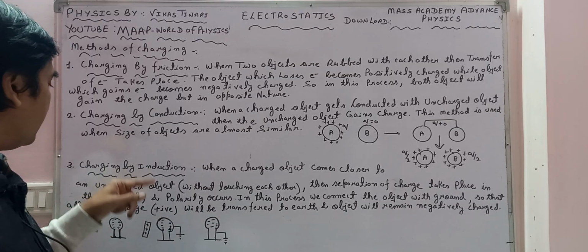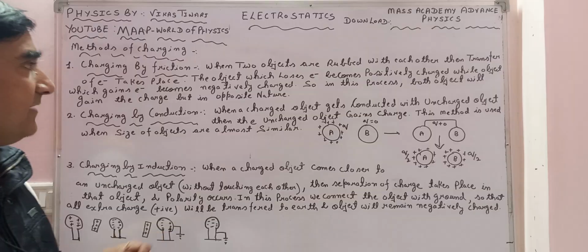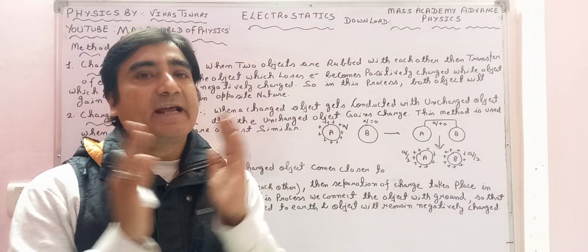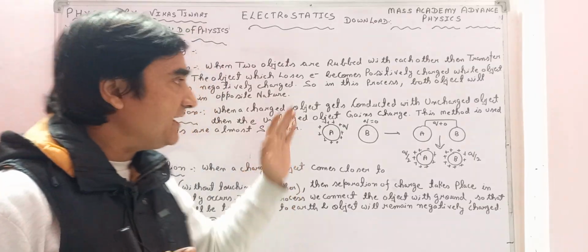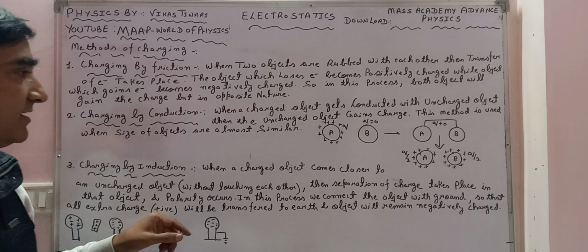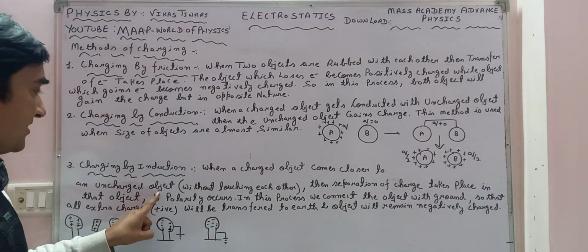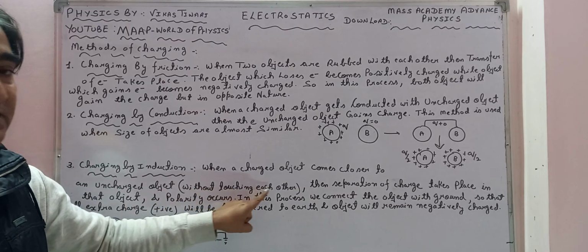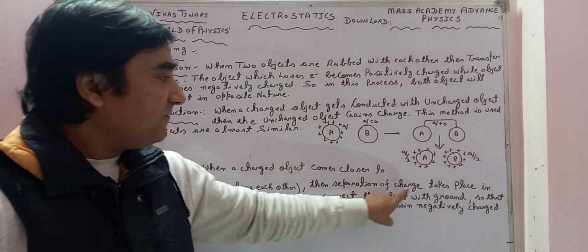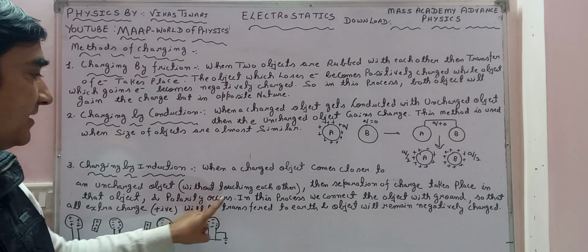And the third method is called charging by induction. Again, what we are saying: in these two processes the two bodies are in physical contact. But what will be in charging by induction? When a charged object comes closer to an uncharged object without touching each other, there is no physical contact between the two bodies, then separation of charge takes place in that object and polarity occurs.